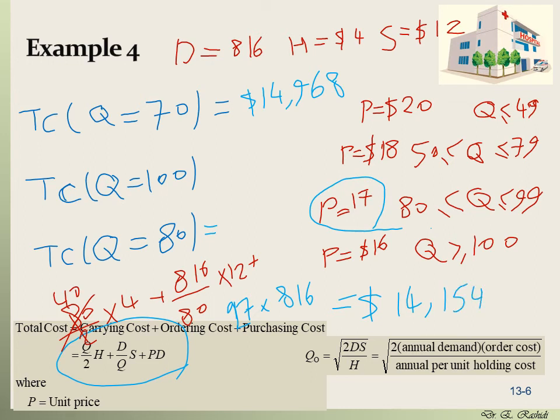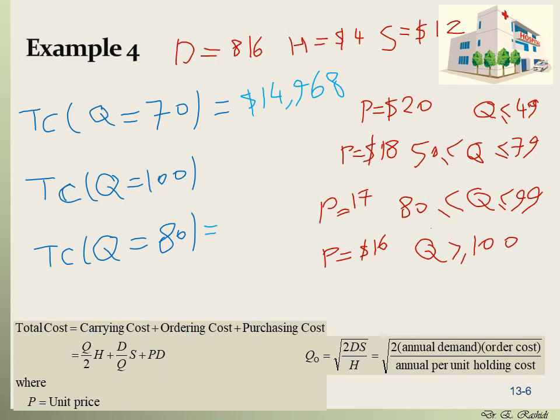$14,154. So I'm going to write it here, and I'm going to clear this up. Oh, we have to do it here. So that would be 14,154.